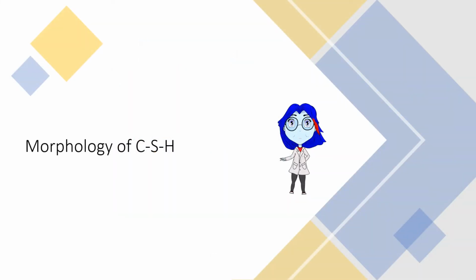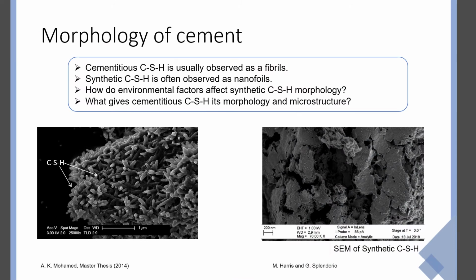Now, let's focus on the CSH solid. Imaging CSH is possible with techniques such as scanning electron microscopy, or SEM, and transmission electron microscopy, or TEM. CSH in cement has often been observed with a fibril-like morphology as it grows from alite. However, there have been many questions revolving around why this hydrate takes this form.